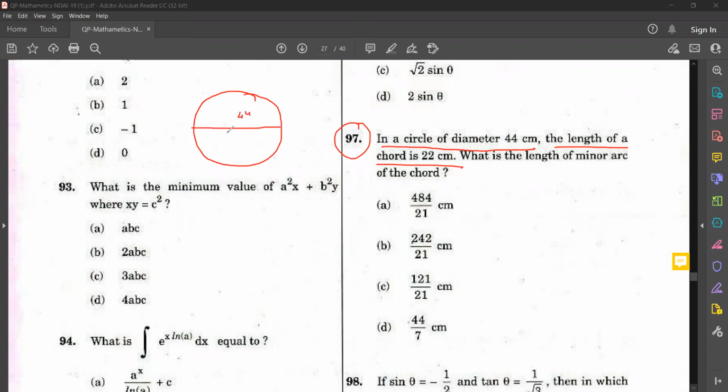Length of a chord is, chord means what? I'll draw a chord. Length of the chord is 22 centimeter. We have to find the length of the minor arc. Arc means this portion. We have to find this length.